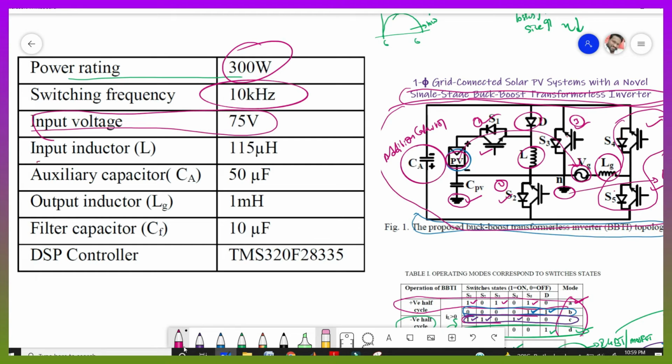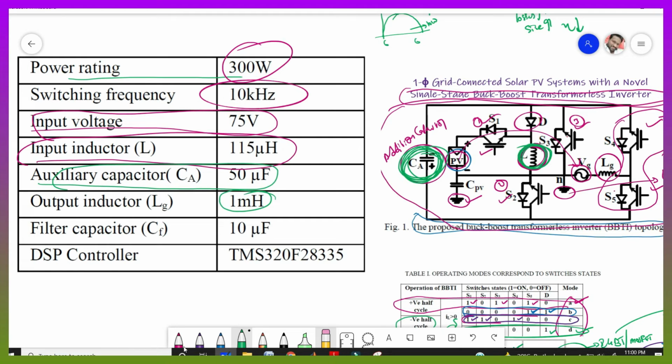Okay, and the input inductor is 115 microhenry. So here we have the input inductor, right? This cell indicates the input inductor. The value of this inductor is 115 microhenry, and the rating of this auxiliary capacitor is 50 microfarads. So this is the auxiliary capacitor, right? This value is 50 microfarads, and the output filter value is 1 millihenry.